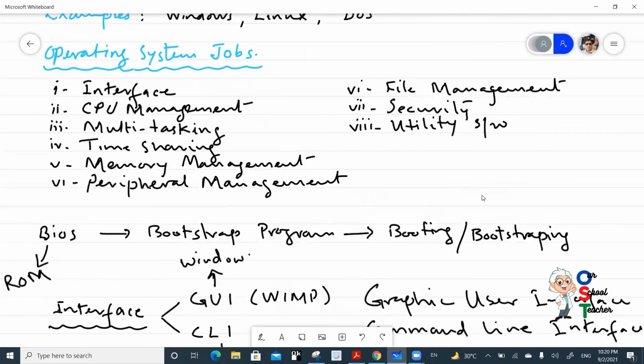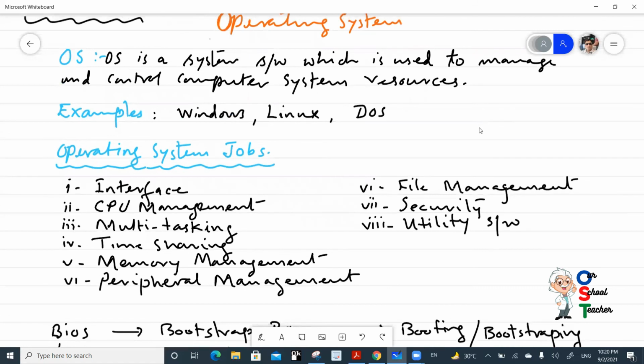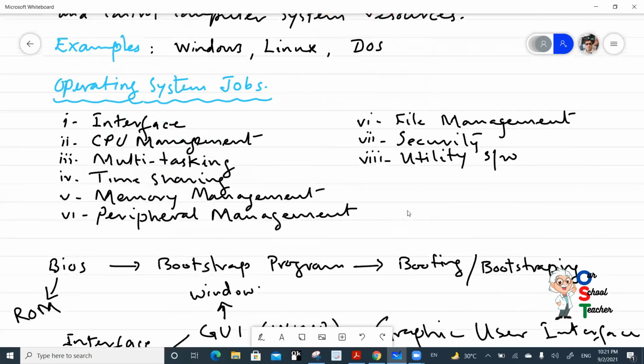We started our lesson with the definition of operating system. Then we saw some examples. Then we saw some functions of the operating system: providing interface, CPU management, multitasking, time sharing, memory management, peripheral management, file management, providing security, and providing utility software. These are the jobs of the operating system.